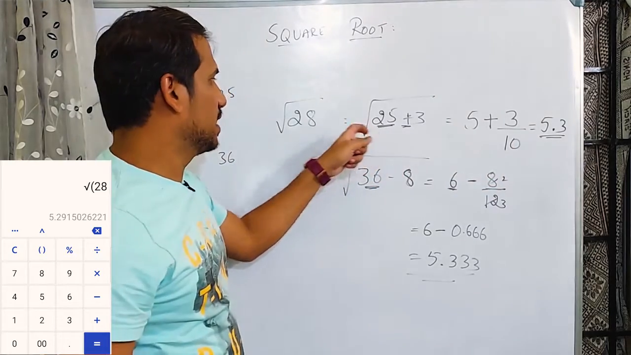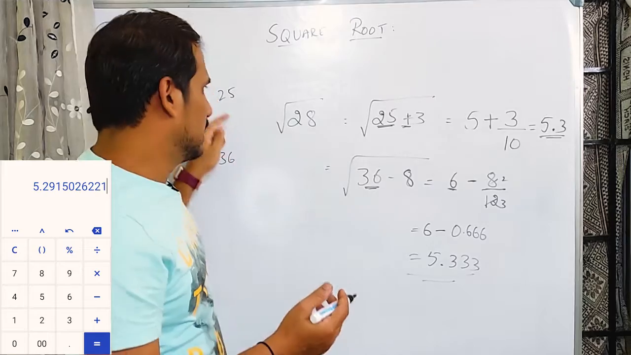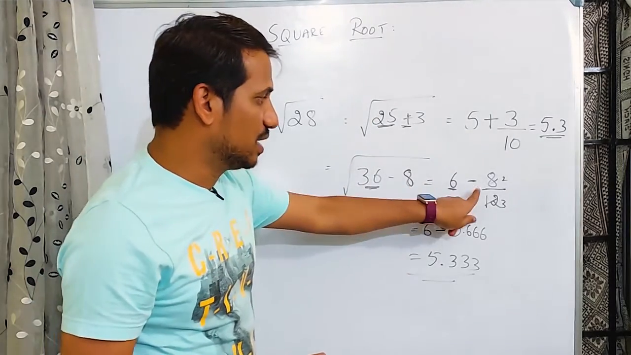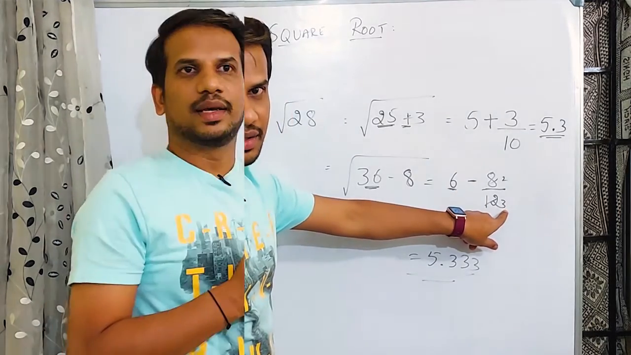So you can write it with the least square number or the highest square number. So either take 25 or 36. If you take 36, you need to minus, and remember you need to minus here as well. You need to just double this number and keep it.